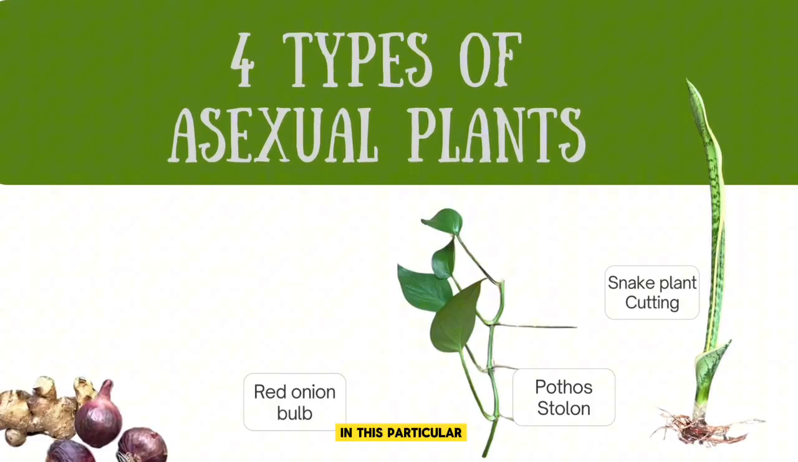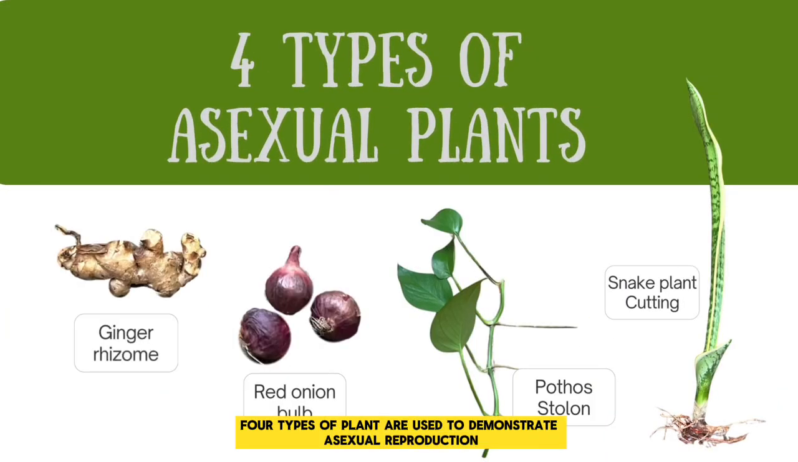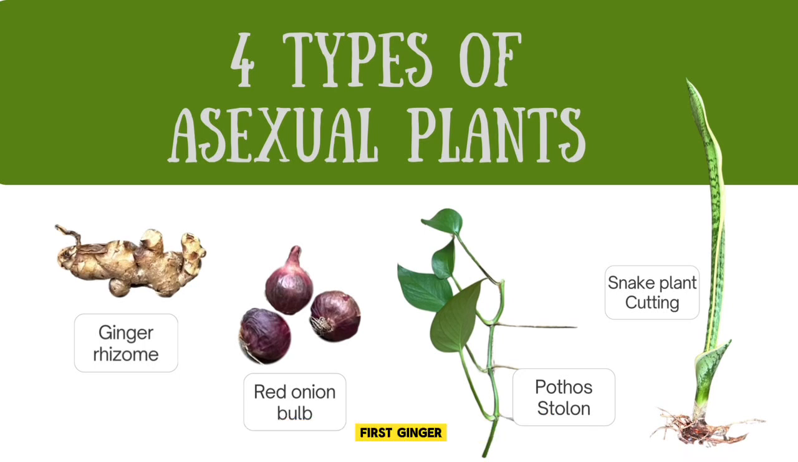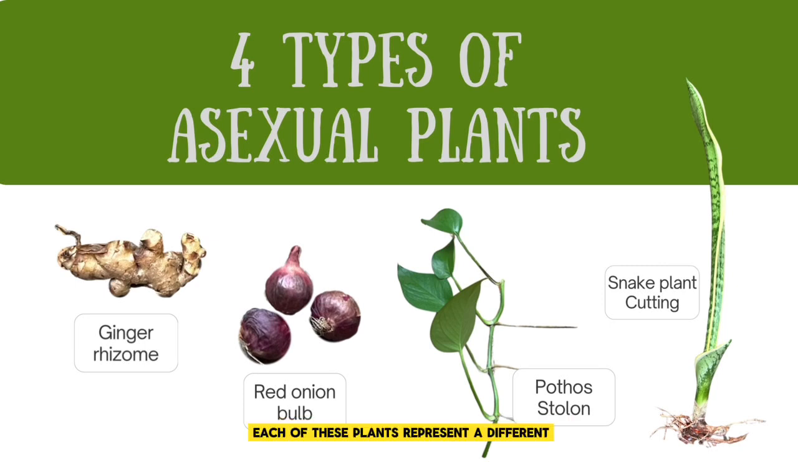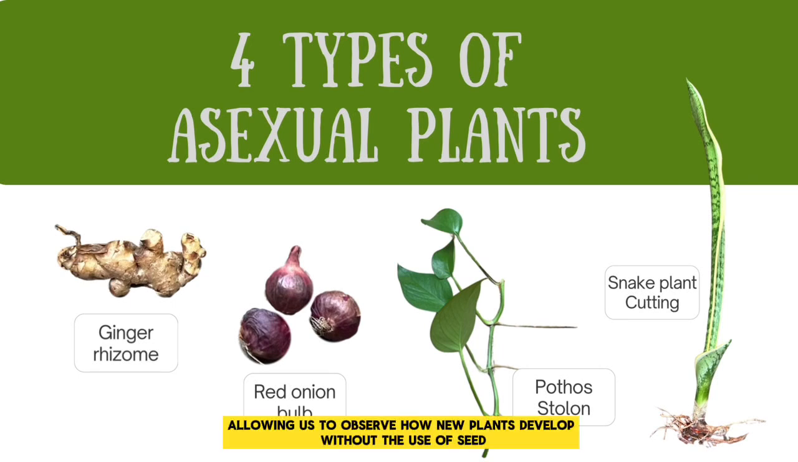Finally, the plant species are carefully planted in their respective media, ready for the propagation process. In this practical, 4 types of plant are used to demonstrate asexual reproduction. First, ginger, which propagates through rhizome. Second, red onion, which reproduces using bulb. Third, phyto, which spreads through stolon. And fourth, snake plants, which can be propagated through cutting. Each of these plants represents a different method of vegetative propagation, allowing us to observe how new plants develop without the use of seed.